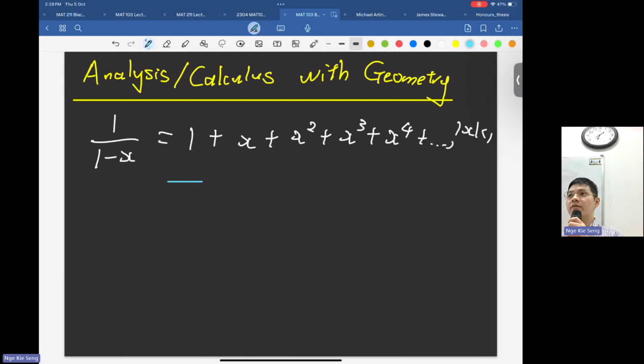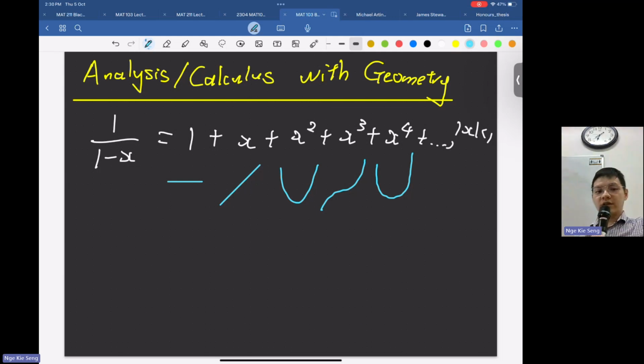y equals x. f(x) equals x is a linear line. x squared is a quadratic curve. x cubed, something like this. And then x to the fourth, a bit fatter like this. And so on. So you see, we are adding values on this function. We are adding values on this function.